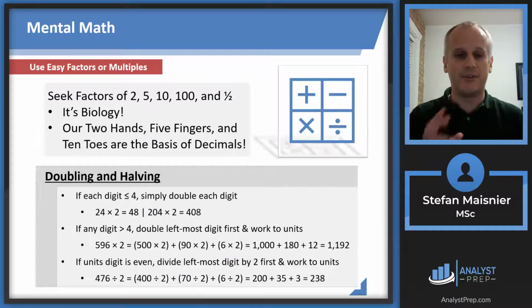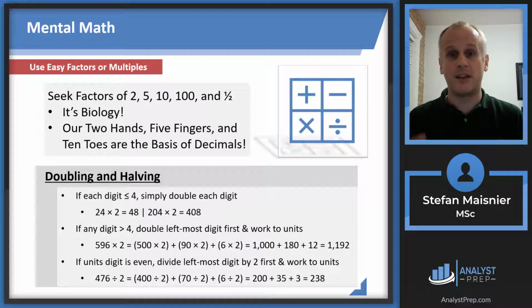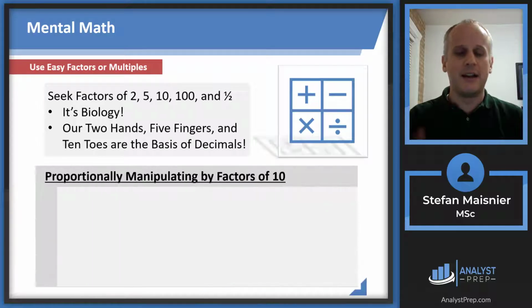And these doubles and halves, the exam really rewards you in some kind of clever ways if you're able to recognize opportunities to double and halve and make your mental math go a little bit faster. Like, for instance, that 596 times 2, just round up to 600 example. So let's take a look at another way that you can mentally manipulate math, and that's by manipulating by factors of 10. Because again, everything in the decimal system is based off of multiples of 10.